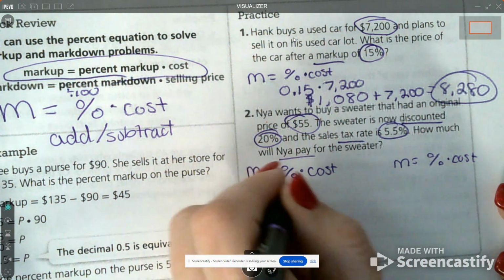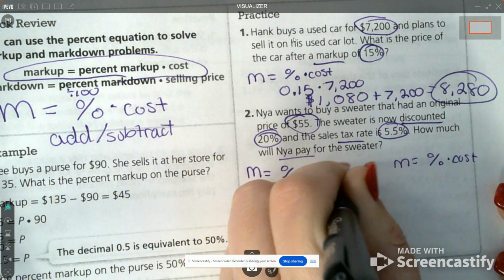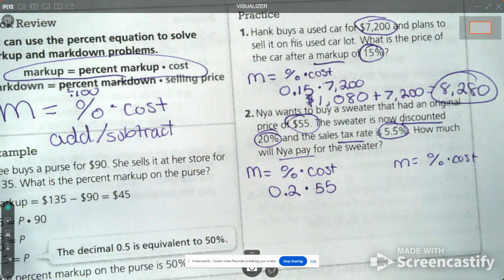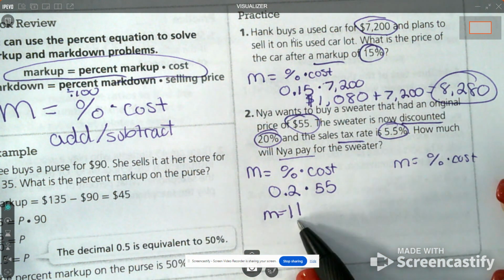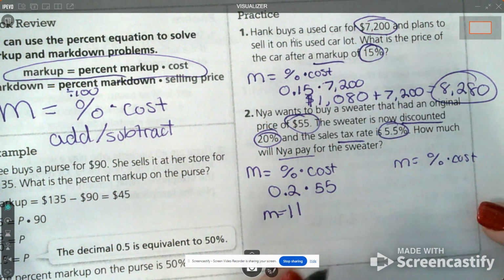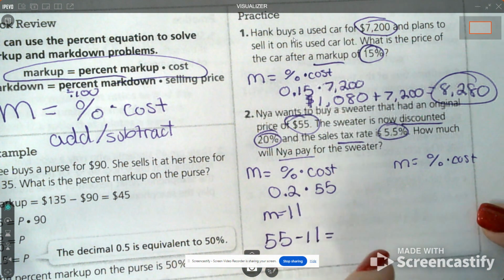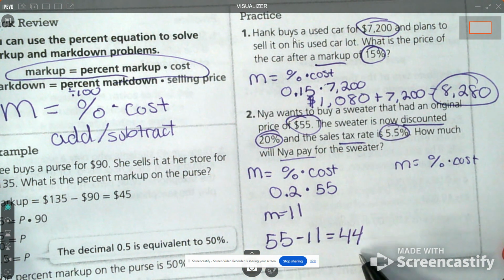So my percent is 20%, so that's 0.2 times 55, because that's my cost. What is 0.2 times 55? Diego? 11. So that's being discounted by 11. If it's a discount, do I add or subtract, Olivia? I subtract a discount, so it would be 55 minus 11. Rowan, did you have a question? Or sorry, Rylan, did you have a question? Okay. So this gets it down to $44.